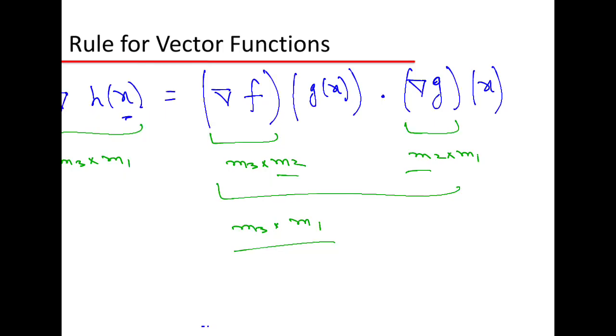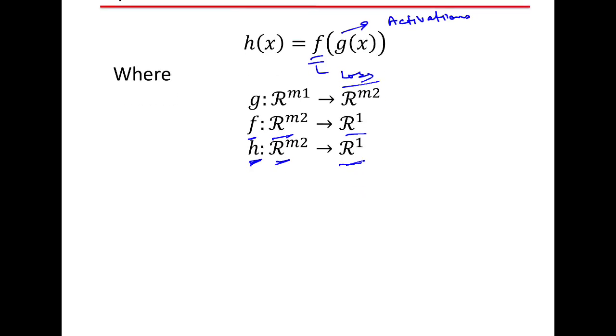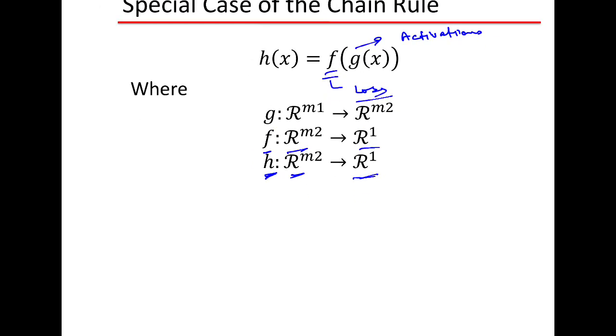Okay. So, today I'm just going to very quickly look at a special case where your h is from R^m to R^1, or your f is from R^m to R^1. So, think of f as your loss function and g as the activation functions at different layers. Now we want to just visualize what it means. So what will be the gradient of h of x? It is the gradient of f at g of x times the gradient of g of x at x.